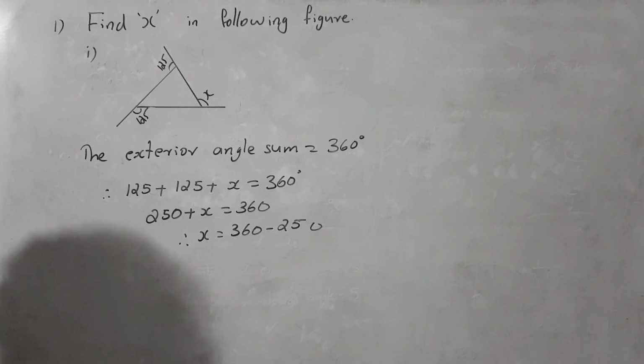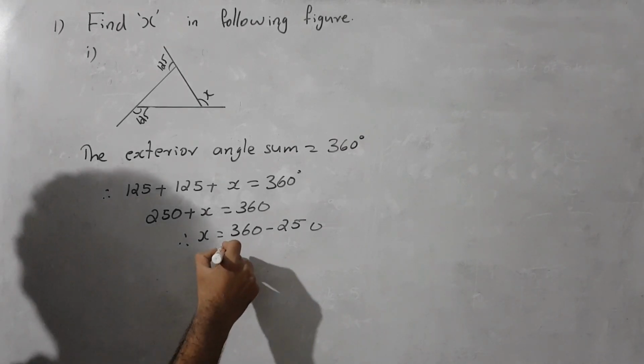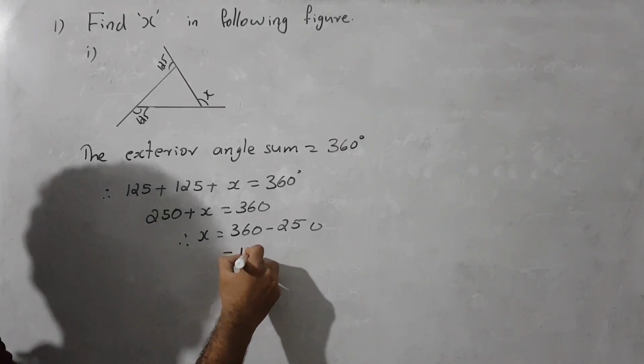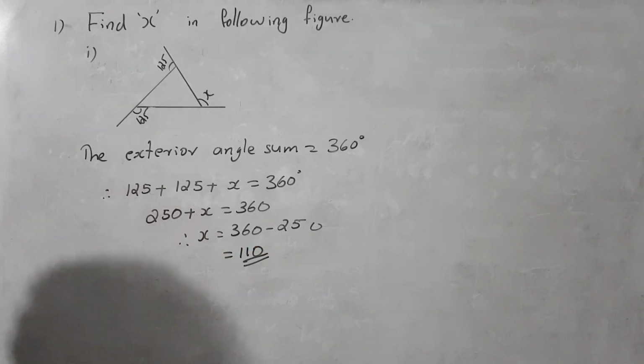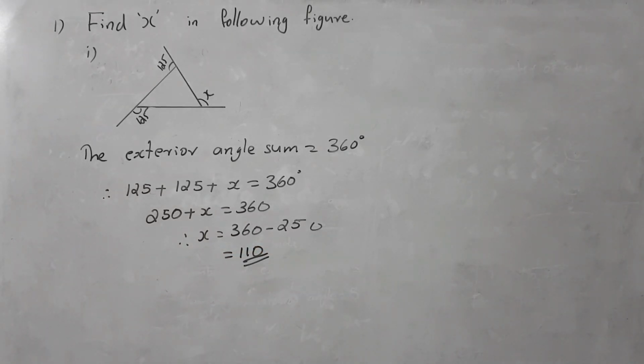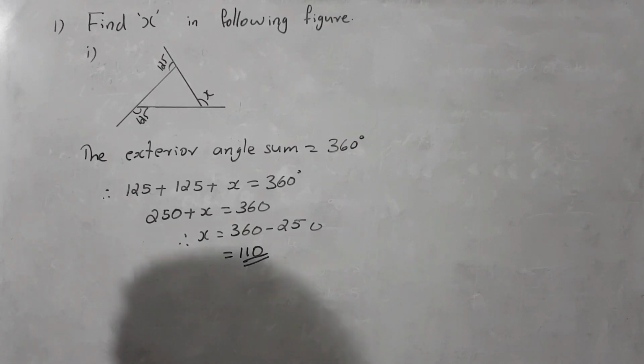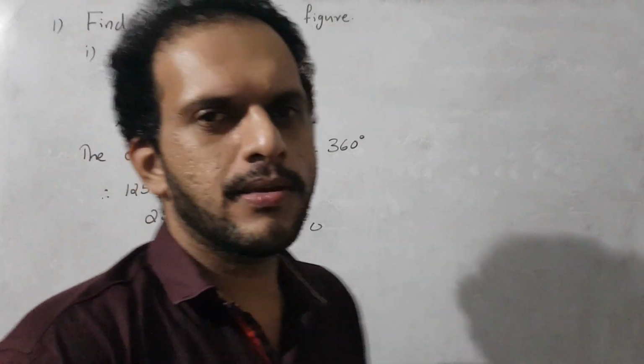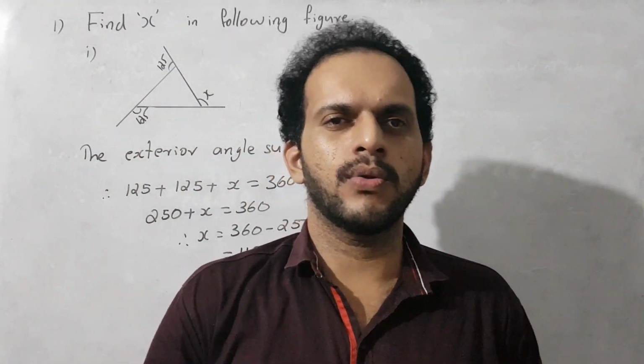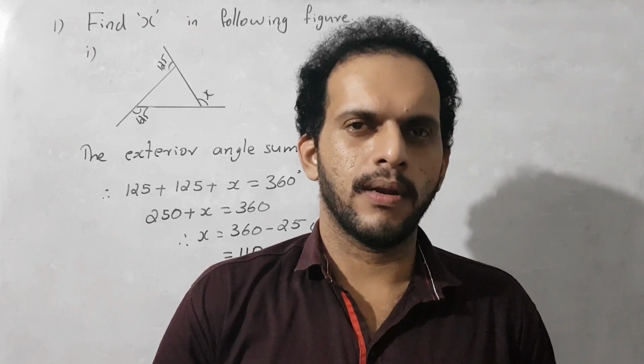What is 360 minus 250? We subtract, then what do you get? 110. Then 360 minus 250 is equal to 110. So, what is the value of x here? The value of x is equal to 110.